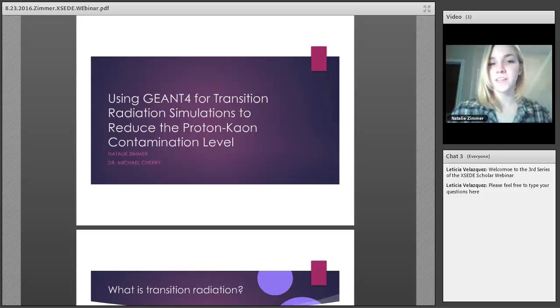So my project is using GEANT4 for transition radiation simulations to reduce the proton Kaon contamination level.